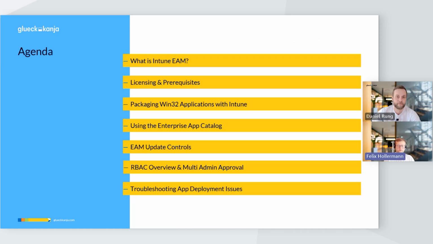Thank you, Daniel. The agenda for today: first of all, we have a look at what Intune ERM is, and the licensing and prerequisites; how to package Windows Win32 applications with Intune using the Enterprise App Catalog; how to control updates with ERM; an overview of RBAC and multi-admin approval; and troubleshooting app deployment issues.